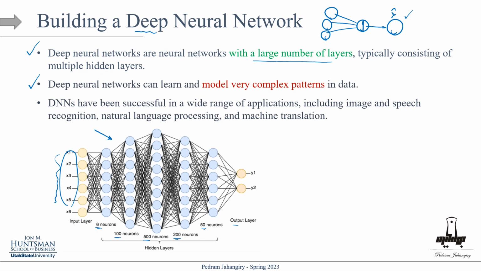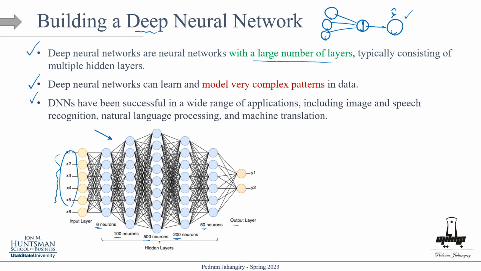Especially in the train set, you can literally approximate any pattern in the data, and you can get an accuracy close to 100% in the train set. But we know that it's of course overfitting, so we have to use techniques like regularization, cross-validation, and data augmentation to make sure that the model is not overfitting. We know that DNNs have been successful in a wide range of applications, including image recognition, speech recognition, natural language processing, and machine translation.